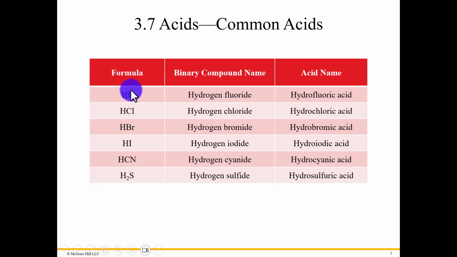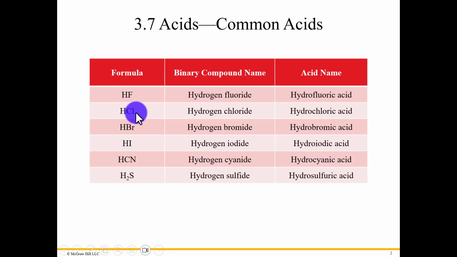Here are some common acids that do not contain any oxygen, so they're not oxoanions. So for example, HF, we drop the hydrogen. Fluoride is the compound name that we would name from a covalent compound. Then we take the hydrogen, we drop the gen, so we have only hydro, and then from fluoride, we drop the IDE and we add the ic. So hydrofluoric and then acid.